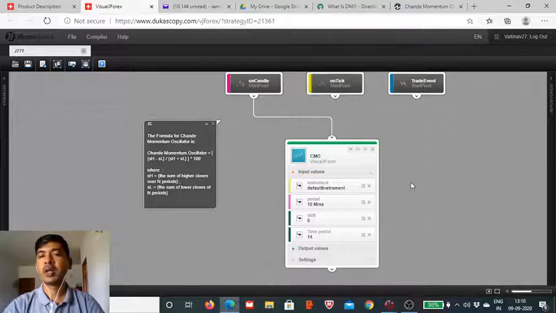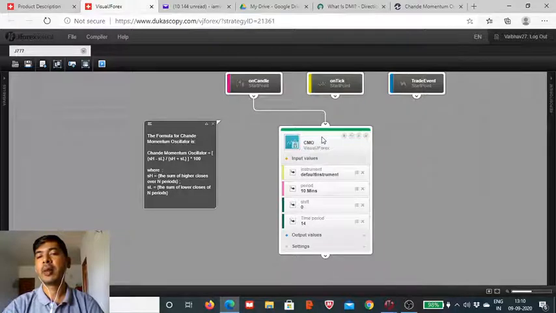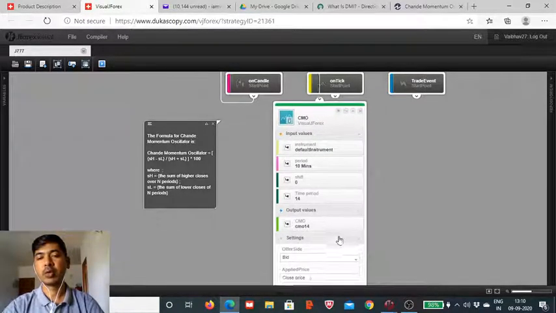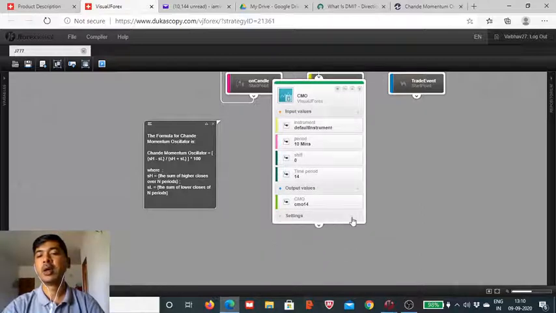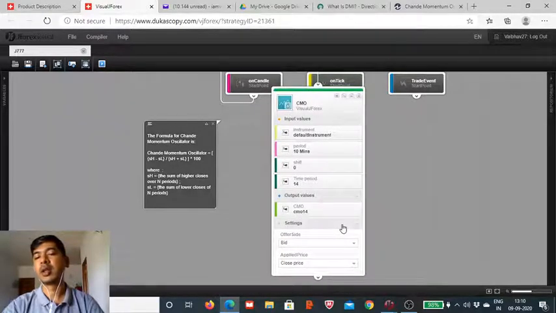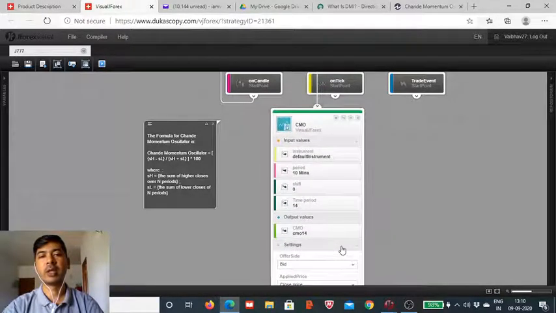So coming to the CMO indicator block, we have to define these input parameters: the default instrument, time period, the look back period, and the time period for calculation. Then we get the output value, the CMO output, and also we have to pay attention to the settings on which side you want the calculation to be done, and also the price of the candlestick which needs to be taken into consideration for calculation of the CMO.